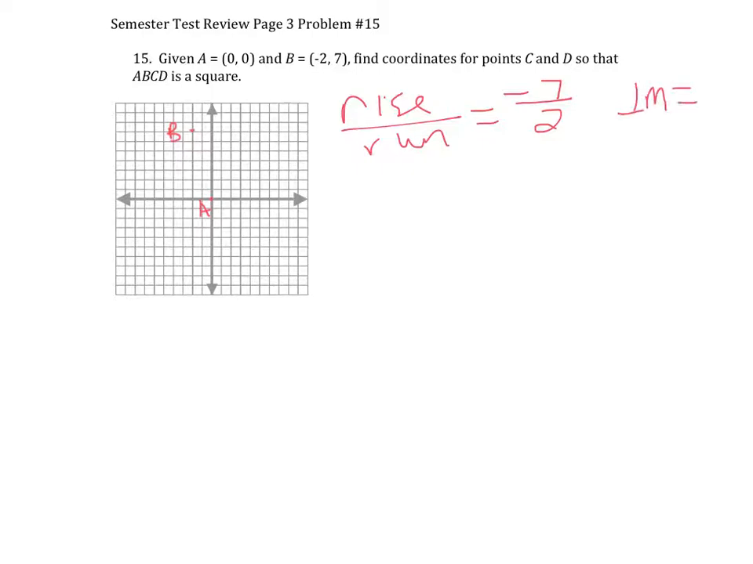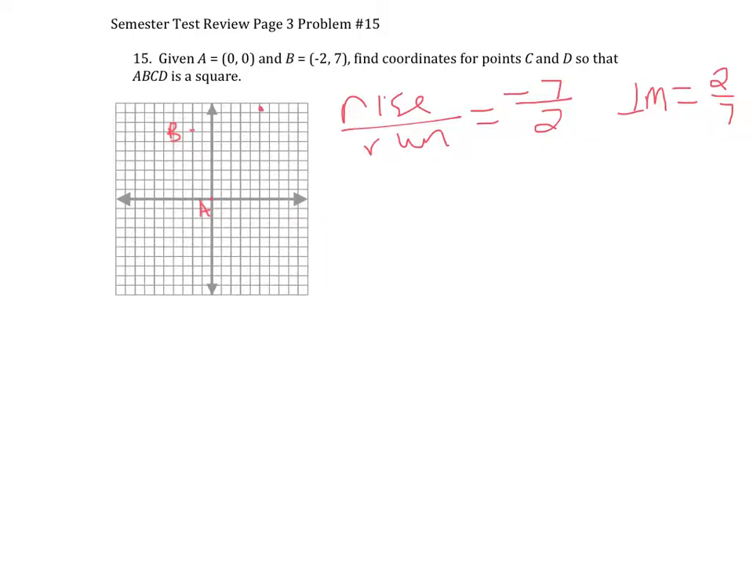And just to review, the perpendicular slope would be opposite reciprocal. Since this is a negative number, we make it positive and we flip the fraction. So we get 2/7. So from B, if I go up 2 and over 7, I'm going to have a line with a perpendicular slope guaranteeing that I have a right angle at vertex B. So I'm going to go up 2 and over 7. So that gets me to the point 5, 9.